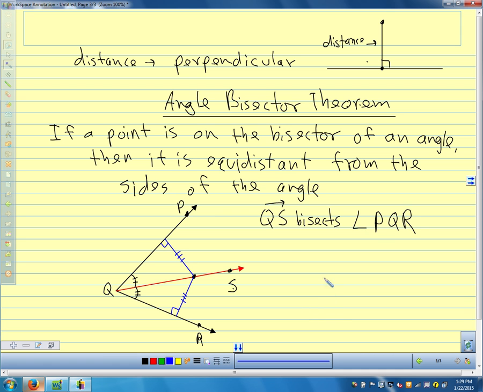And that would be true of any point I drew on the angle bisector. If I drew another point here, and I measured the perpendicular distance, I'll do that one in green. Perpendicular distance, I'm going at a 90-degree angle to the side of the angle. Those would be congruent also. So any point on the angle bisector that I draw is going to be the same distance to the sides of the angle. And we have to measure that distance at a 90-degree angle.